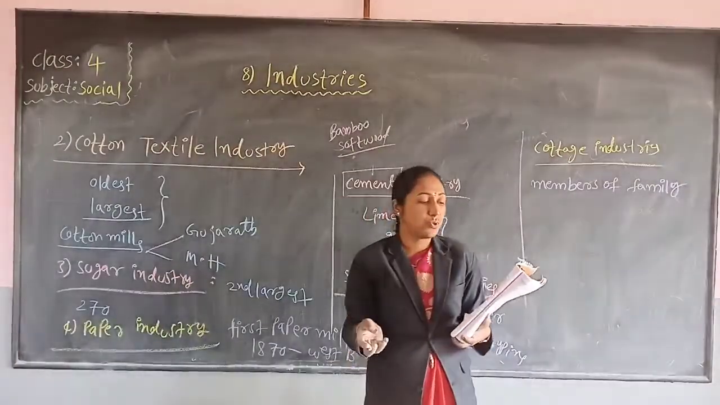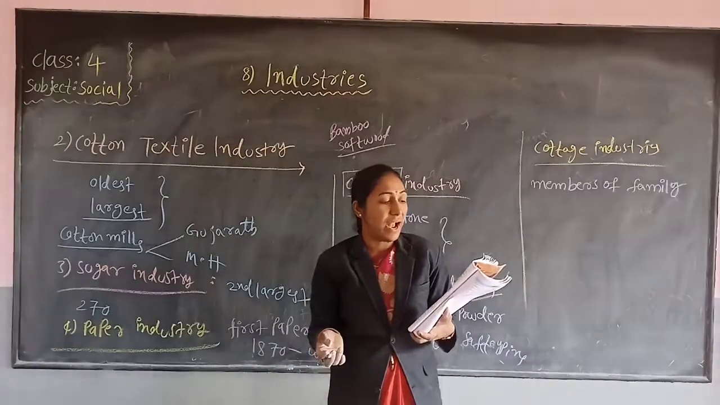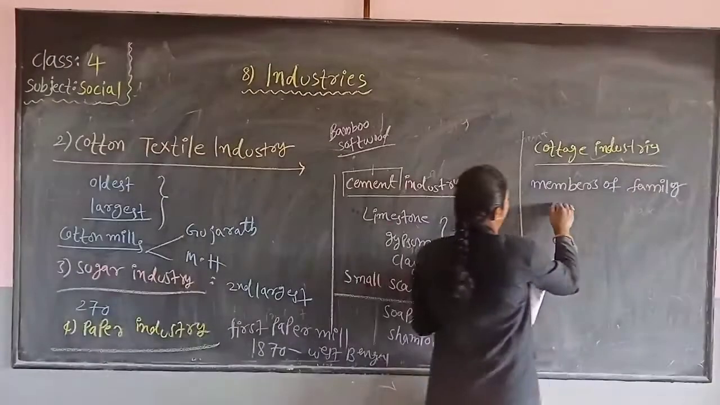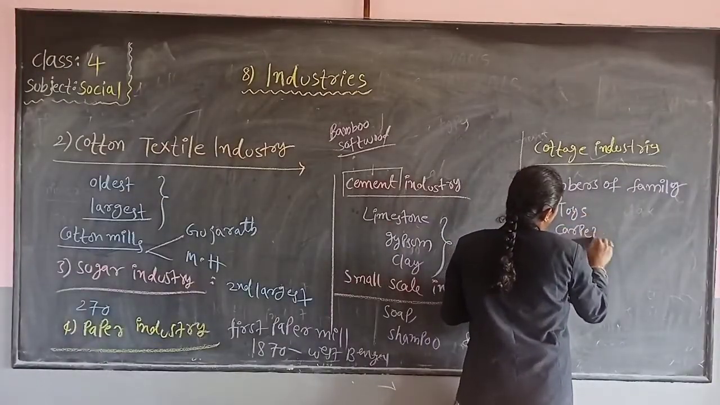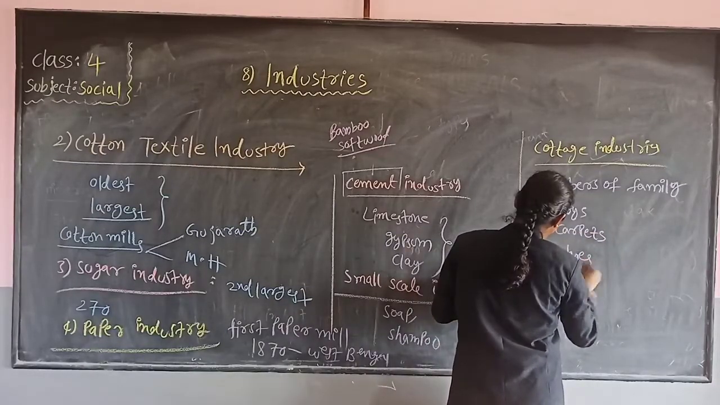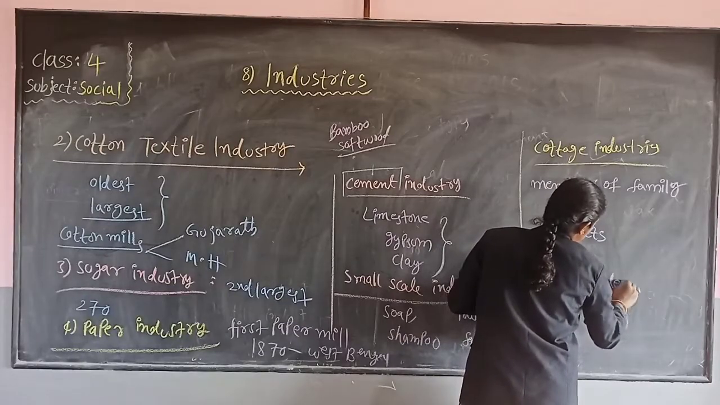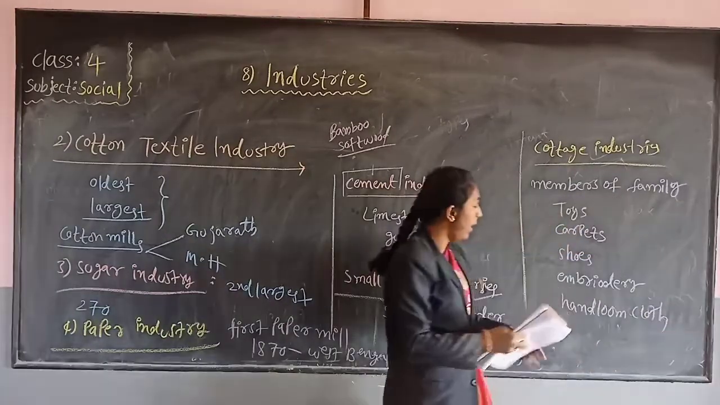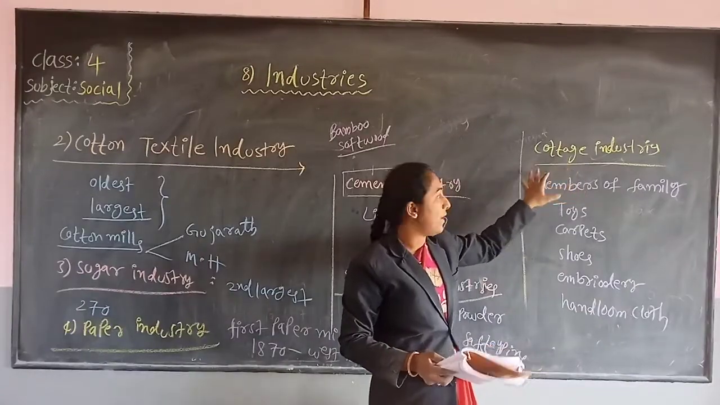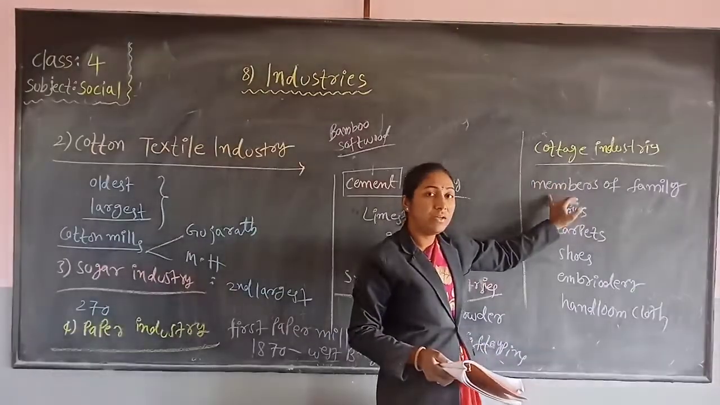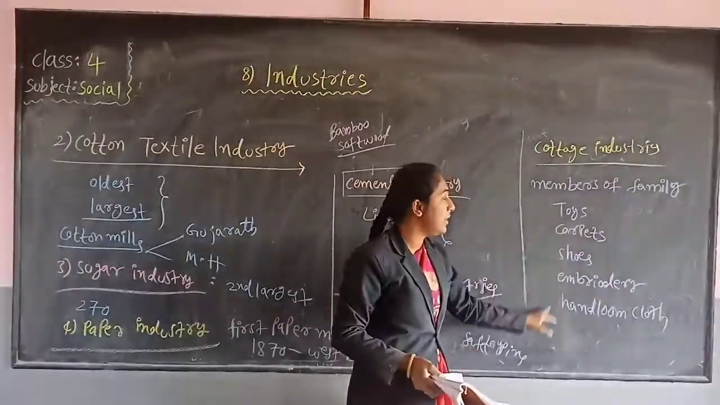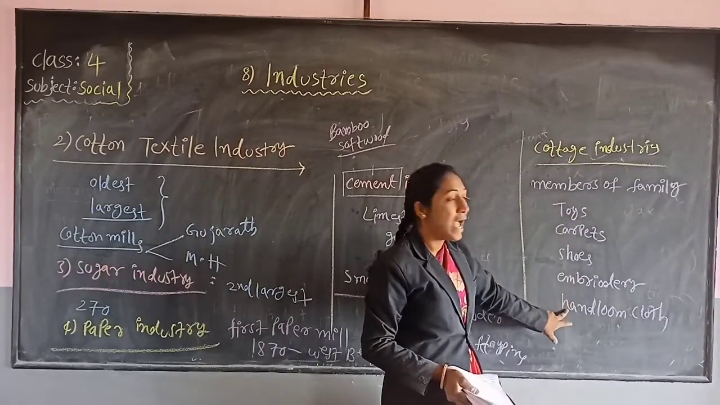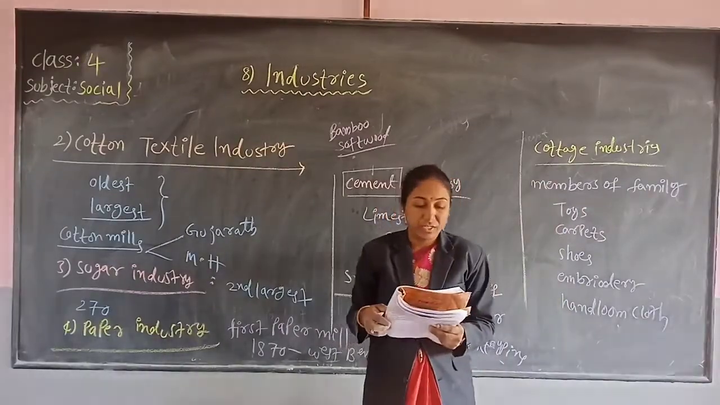Toys, carpets, shoes, embroidery, handloom cloth and other handicrafts are made in cottage industries. What are the things made in the cottage industry? Like toys, carpets, shoes, embroidery, handloom cloth. These are all made in the cottage industry. First of all, cottage industries are run by members of a family.